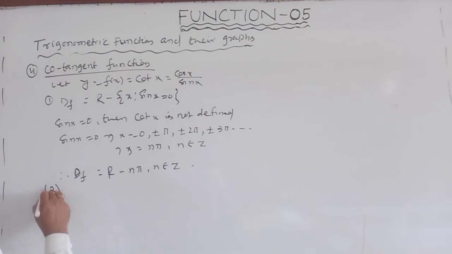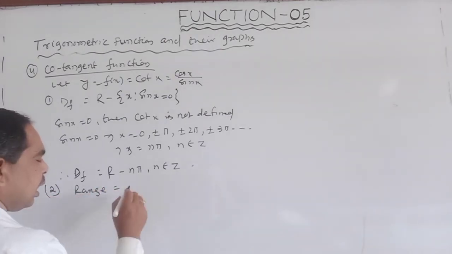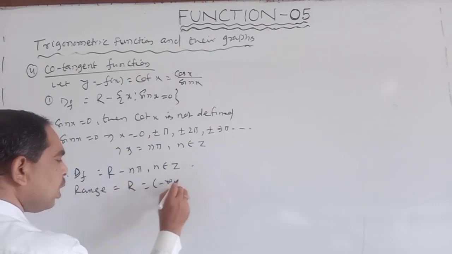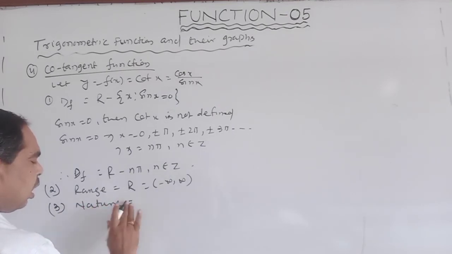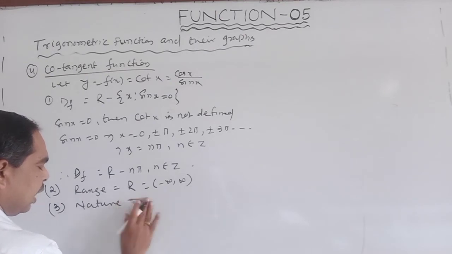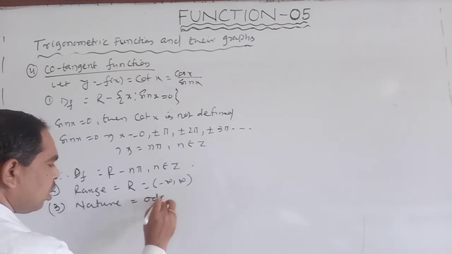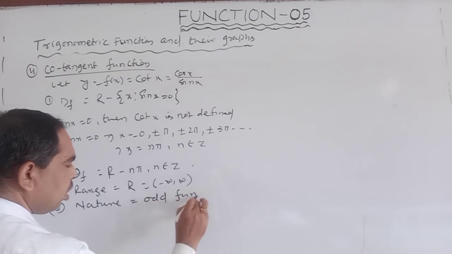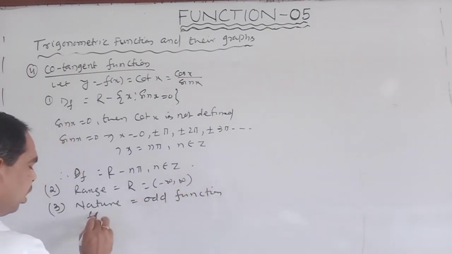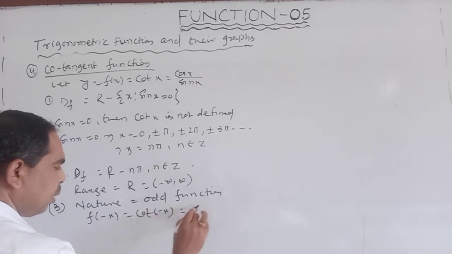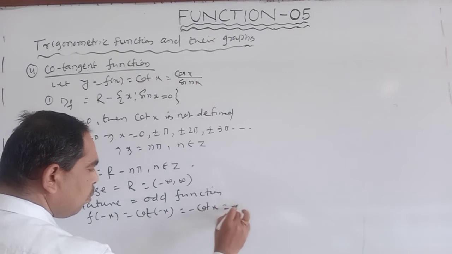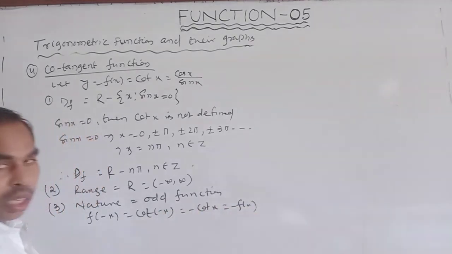Next, the range. Like the tan function, the range is also all real numbers, R, that is minus infinity to plus infinity. Third, the nature of cot x: it is an odd function, which means f of minus x is equal to cot of minus x, which is equal to minus cot x, which is equal to minus f of x. So it is an odd function.